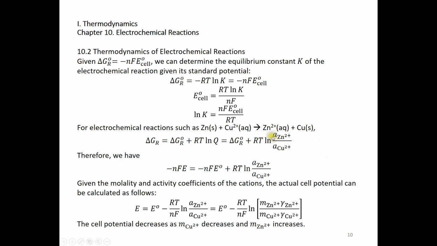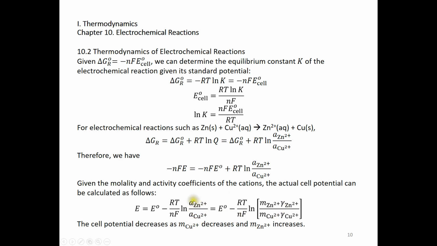And again, we're just assuming we have this, and then we replace the standard Gibbs energy of reaction with negative NF E naught. We replace the Gibbs energy of reaction with negative NF E. We have this equation, and of course, you can see we can simplify it by dividing both sides of the equation by negative NF. E is equal to E naught minus RT over NF times the logarithm of the activity of zinc 2 plus over the activity of copper 2 plus.